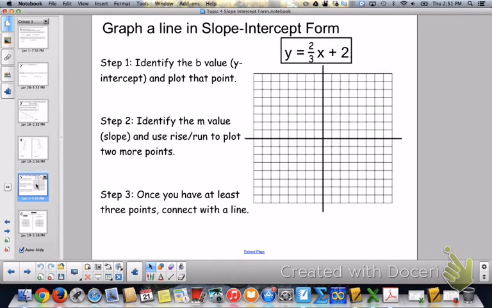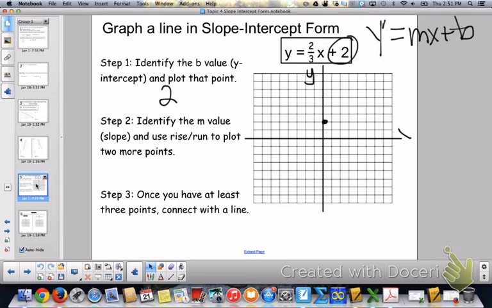Now, if we are given an equation in slope-intercept form, how do we graph it? Well, identify the b value. Remember, y equals mx plus b. If you're not familiar with that, repeat it 50 times so that you are. y equals mx plus b. Okay, so the b value is 2. That's my y-intercept, so I'm going to plot that point.